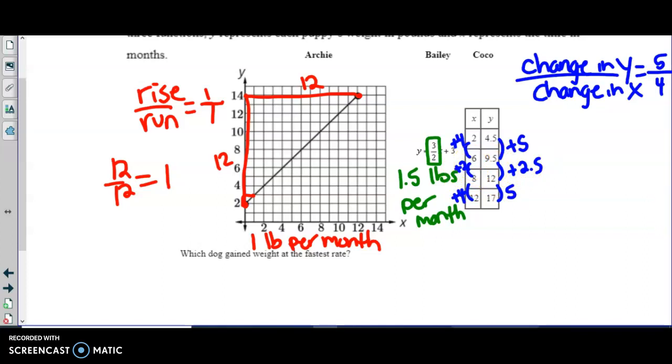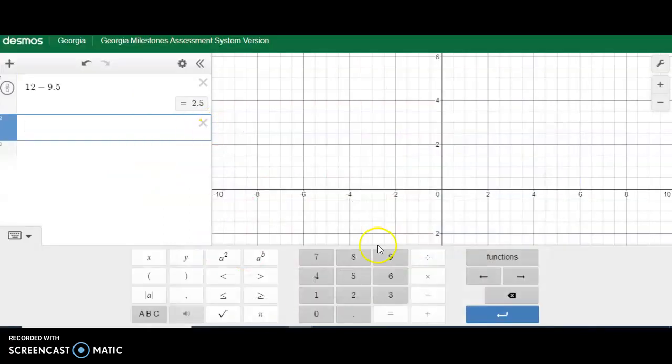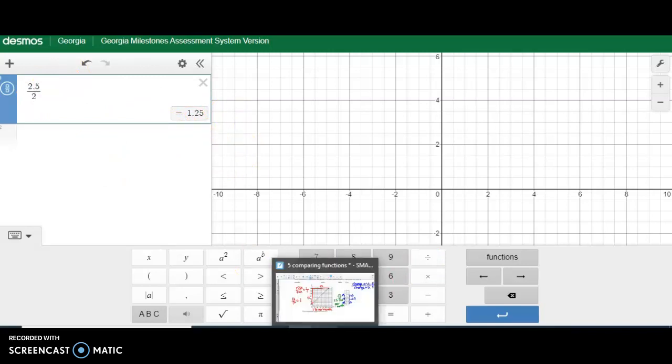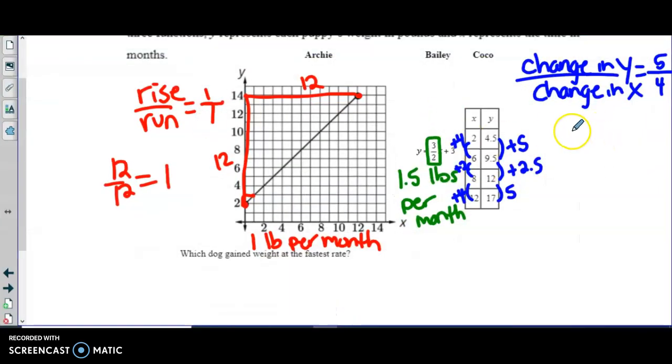Either way is fine. If we do 5 divided by 4, that says that he gained 1.25 pounds per month. And if we did 2.5 divided by 2, it would tell us the same. So the constant rate of change here is 1.25 pounds per month. So this dog is increasing 1.25 pounds per month.